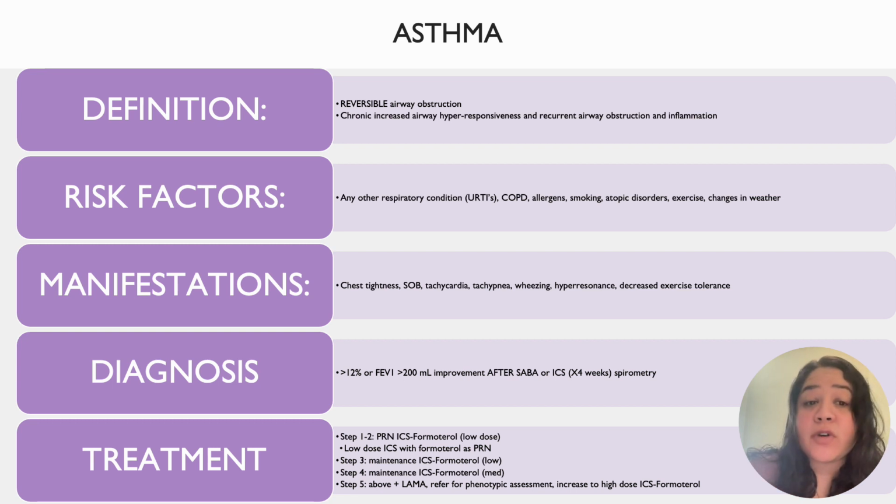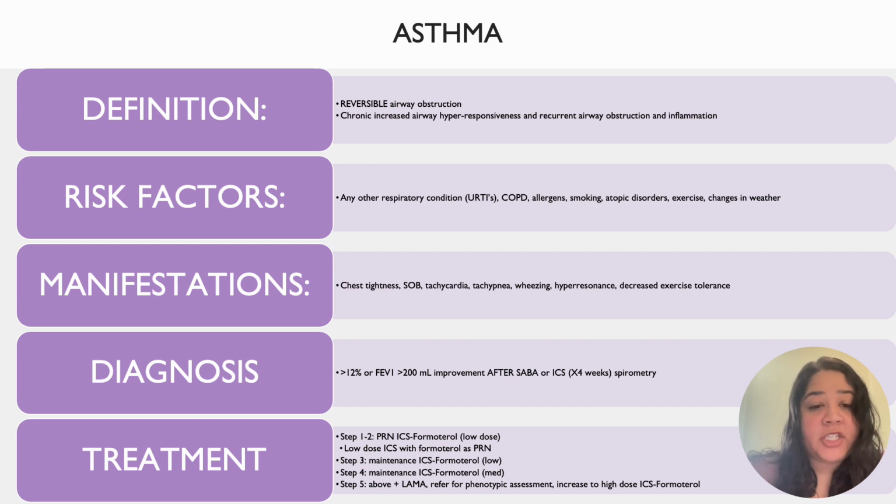So asthma is reversible in nature, and it presents with chronic increased airway hyperresponsiveness and recurrent airway obstruction and inflammation. Risk factors will include any respiratory conditions such as upper respiratory tract infections or lower respiratory tract infections, more chronic disorders such as COPD, allergens, smoking, atopic disorders, right, because asthma is considered one of the atopic disorders, exercise, or change in weather.